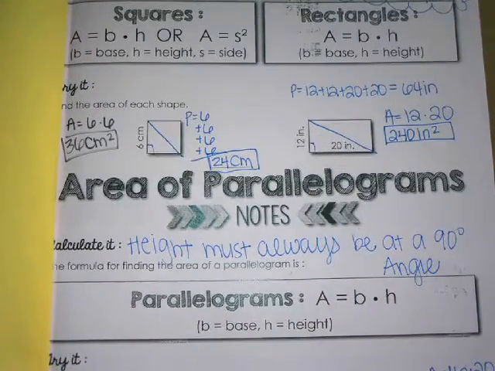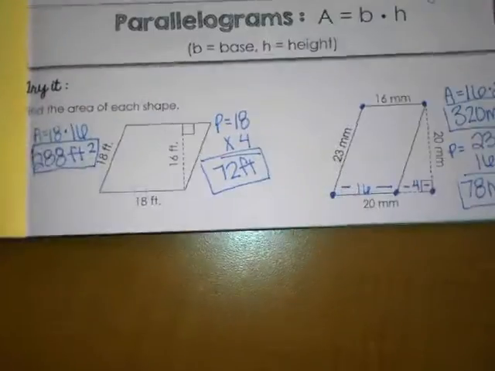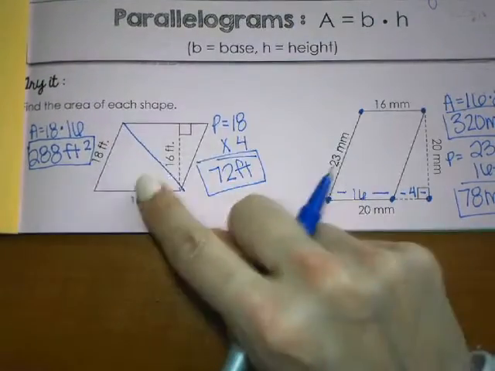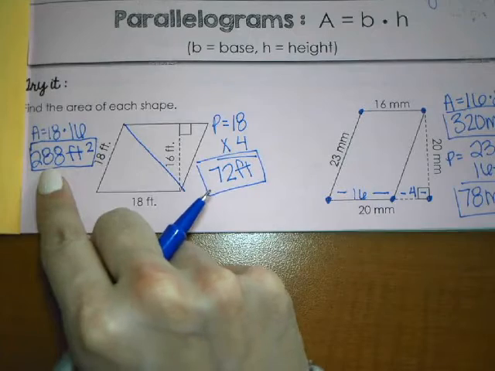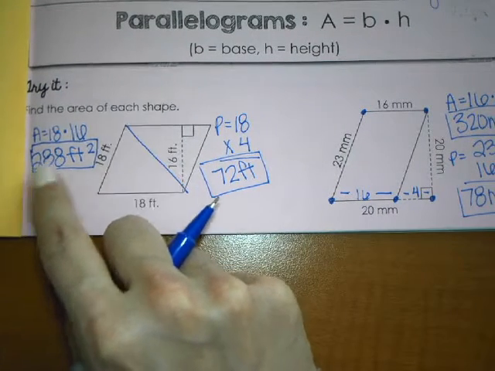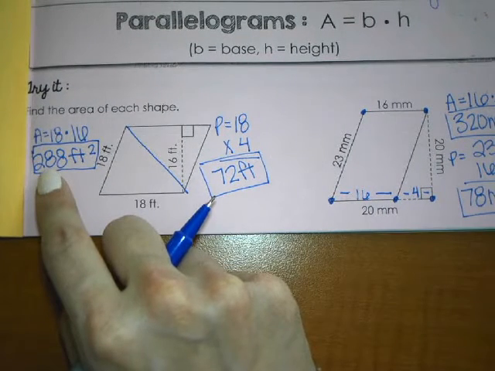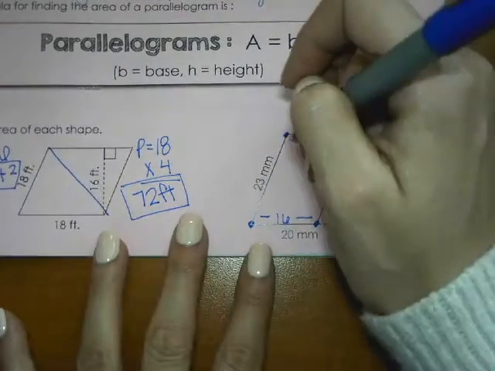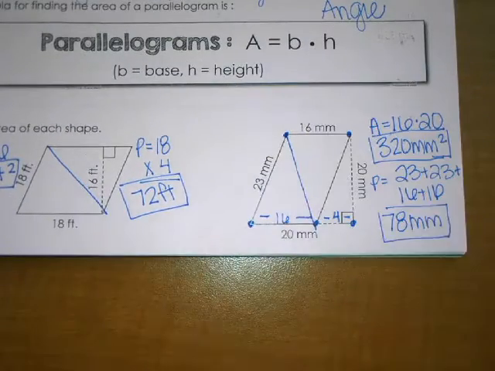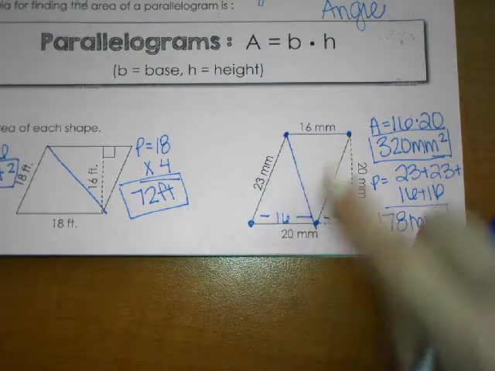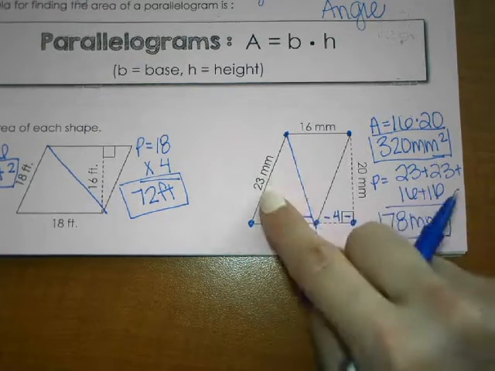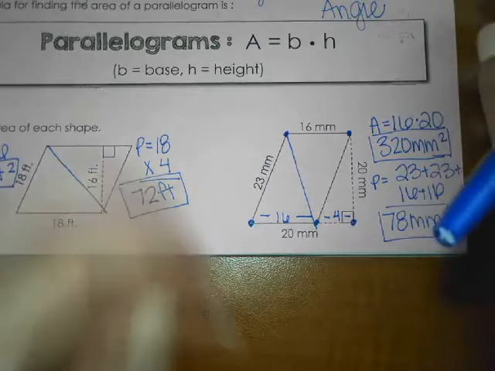I can do the exact same thing with parallelograms. I could cut this one in half. I still have two triangles, so I would cut 288 feet in half. What's 288 feet cut in half? 144. And then I can do the same thing with this one. I now have two triangles. So if I cut 320 in half, what do we get? 160, so the triangle is 160.